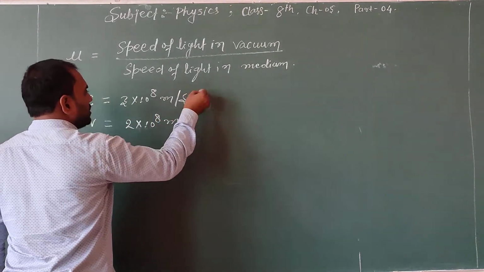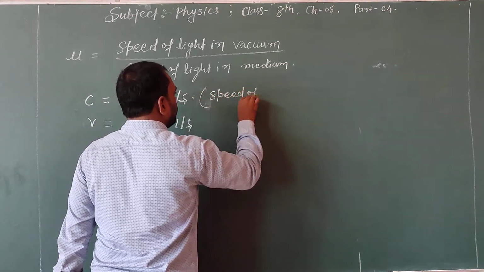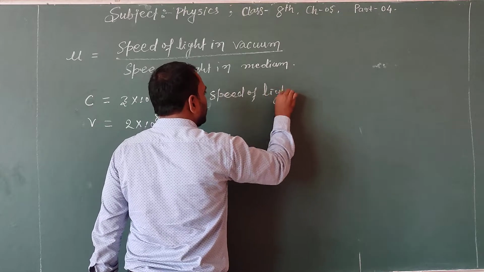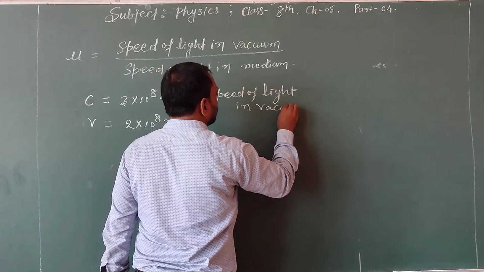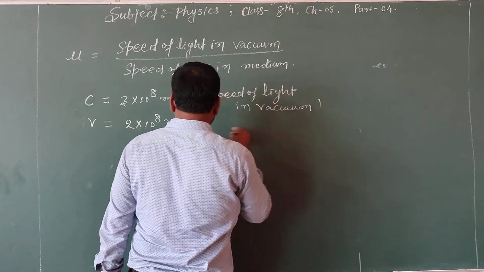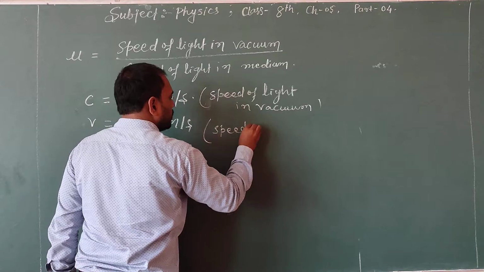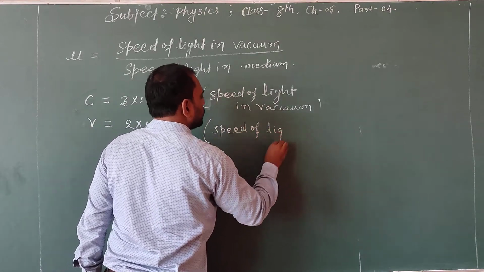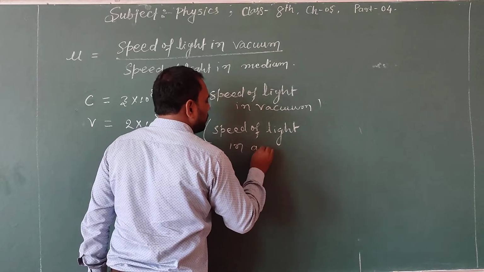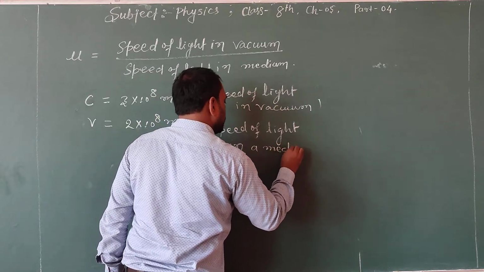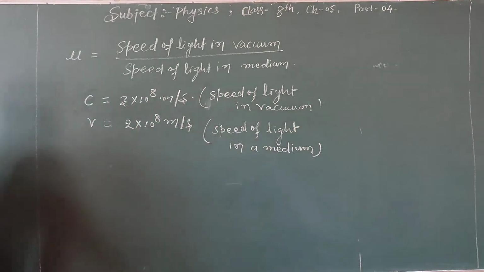What is this? The speed of light in vacuum. What is this? The speed of light in a medium. I have just represented it by V.